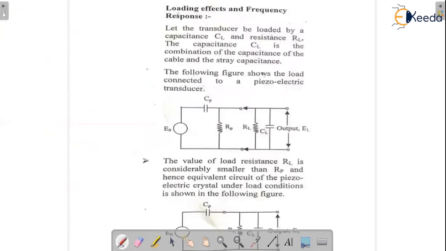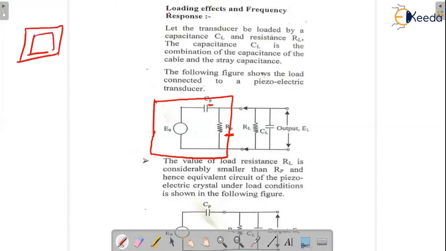Now let us understand some loading effects and frequency response. This is the normal circuit that we know till now, whatever we have seen. This is the capacitance of the transducer, and the leakage resistance of the transducer. Now, if you want to measure the displacement, you need to convert the displacement into force or pressure. For that, you need to condition the signal. So what we shall do is take a piezoelectric crystal and connect it to an amplifier. This is done for signal conditioning.